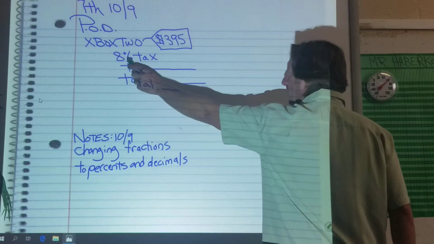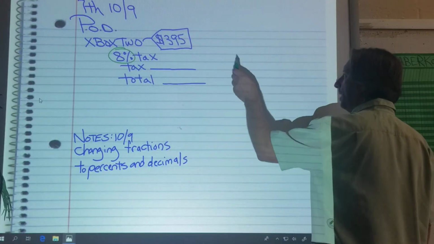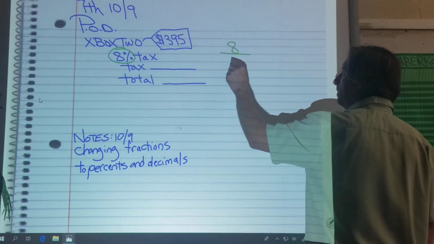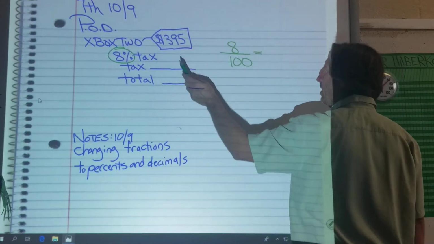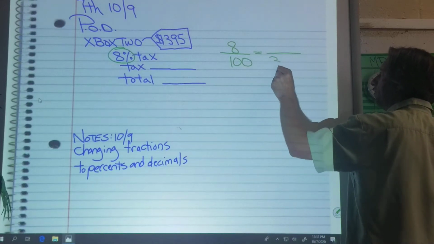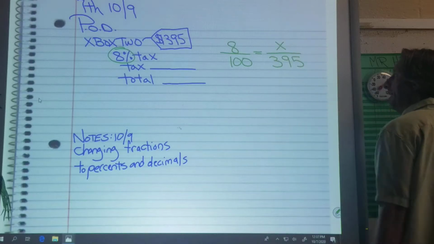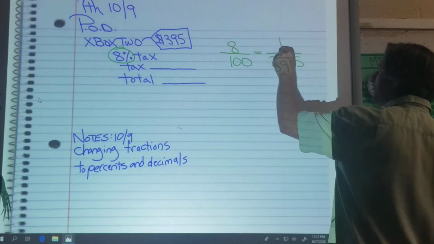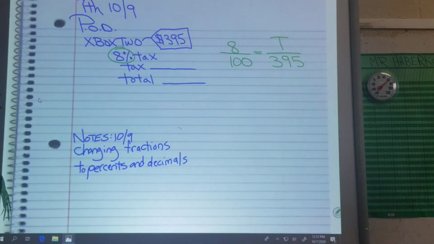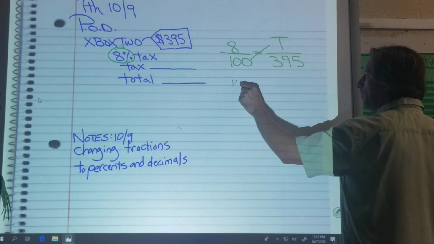We know our percent is always over 100. So that's the first thing I'm going to write, 8 over 100. And then this is the total cost, which is $395. And we're trying to find the part over here, that's the tax. Maybe I'll put a T in for tax. Learn how much the tax is, all right? So cross multiply, just like we've done hundreds of times at this point.